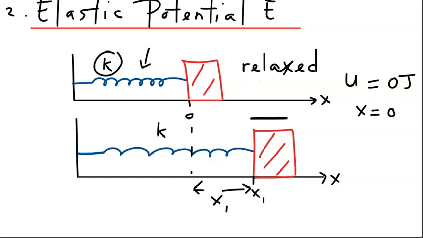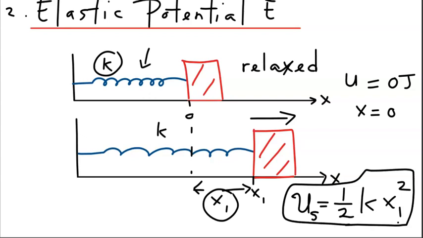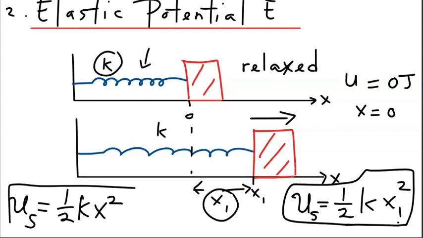Now let's say we pull this object to the right, stretching the spring by an amount of x1. Now in this case, the potential energy of that spring will increase to half times the spring constant times the square of the stretch. Now it doesn't matter whether you stretch or compress, this is the equation that reflects the change in potential energy of the spring. So generally, if the spring stretches, say by an amount of x, its elastic potential energy will be given by that, half times k times the square of the stretch.